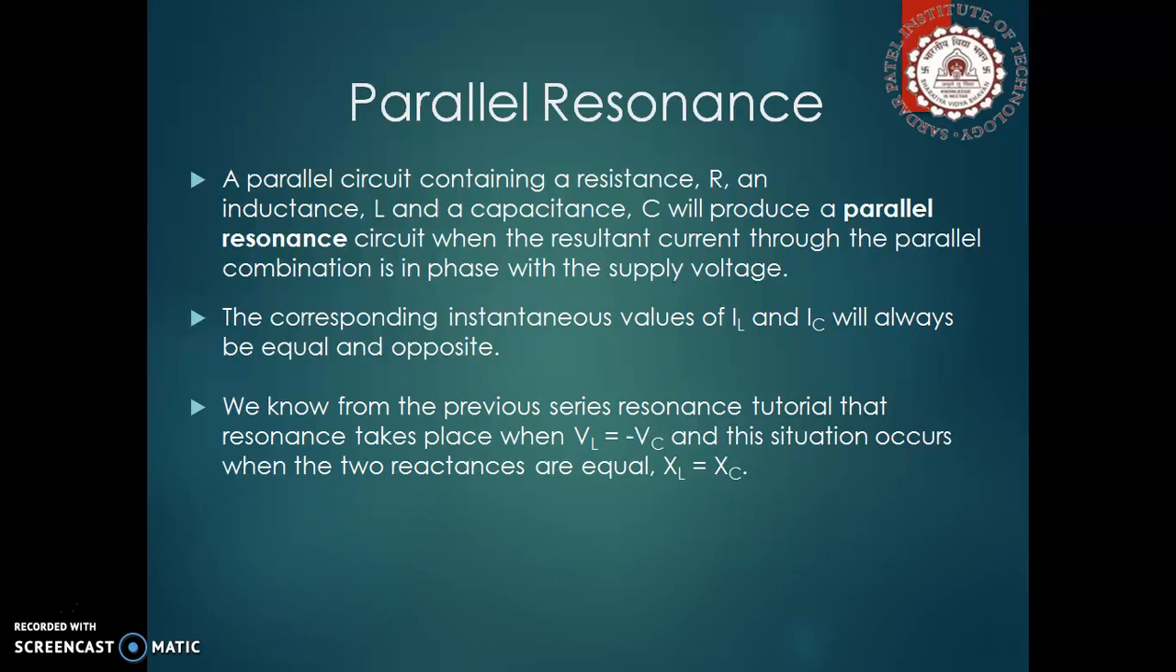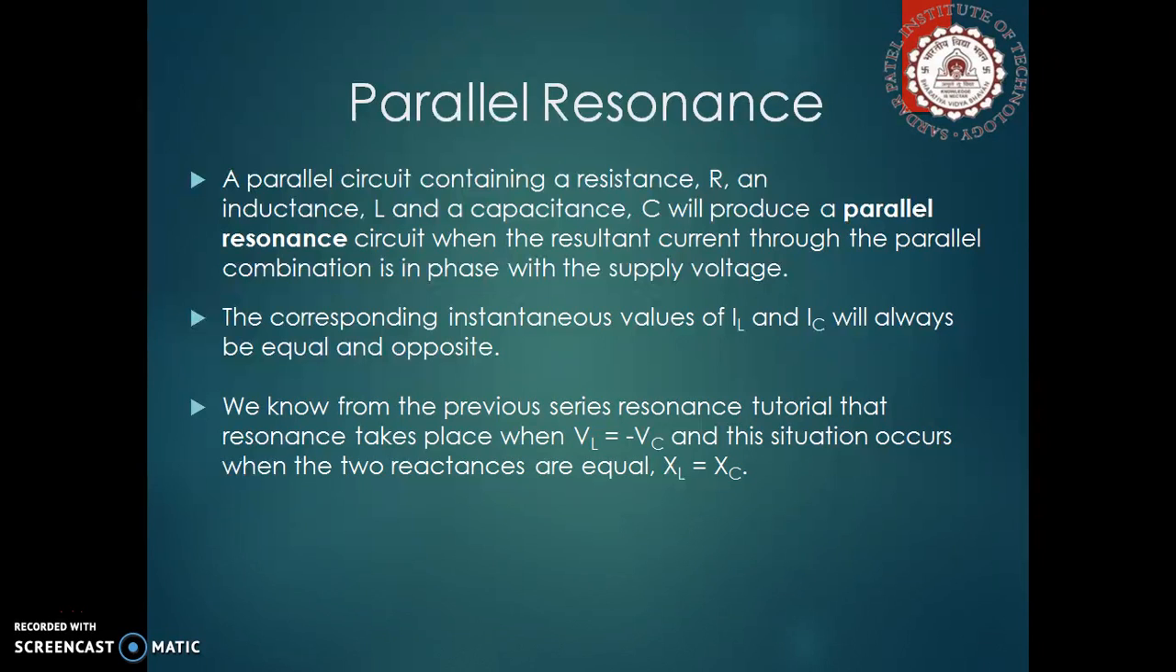Now, a parallel circuit containing a resistance R, an inductance L, and a capacitance C will produce a parallel resonance circuit when the resultant current through the parallel combination is in phase with the supply voltage. So the corresponding instantaneous values of IL and IC will always be equal and opposite, and hence they'll cancel out each other.